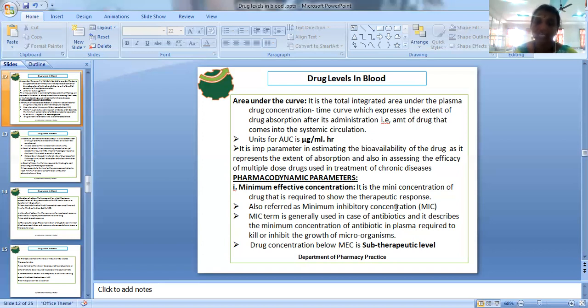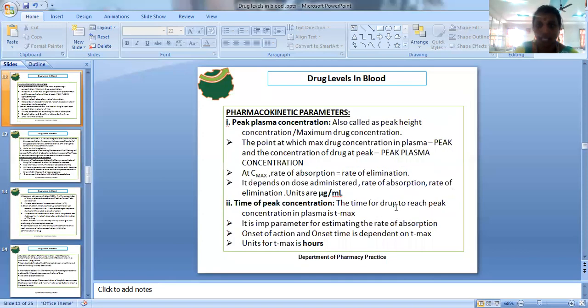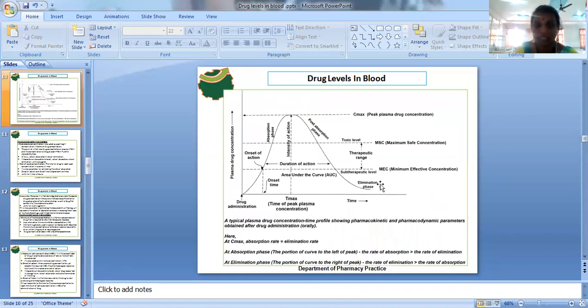That's why, in the case of drugs such as antibiotics, the minimum effective concentration is considered the minimum inhibitory concentration. A drug level below the MEC does not show therapeutic action. Unless the drug reaches that minimum concentration, it does not show any therapeutic action. That's why below this MEC, the level is said to be subtherapeutic. If you see, this is the minimum concentration.